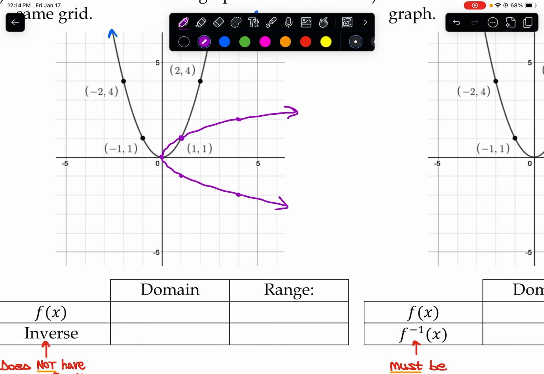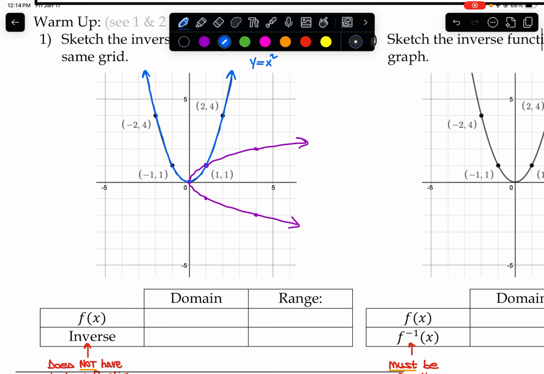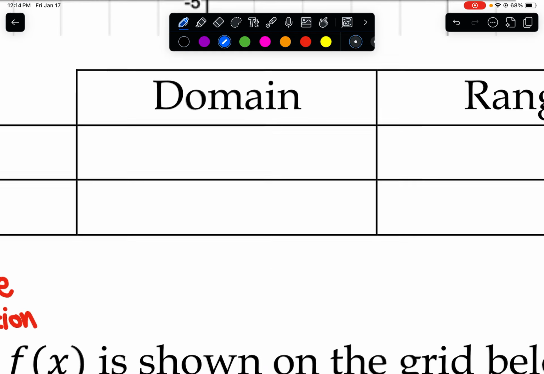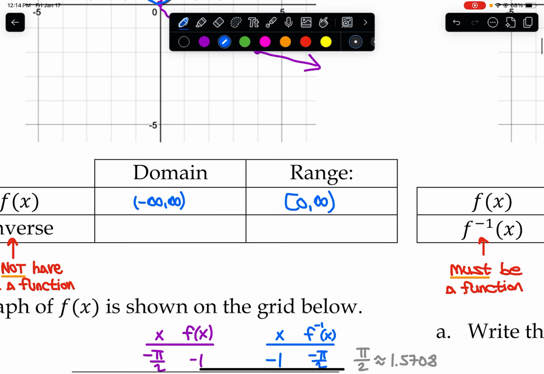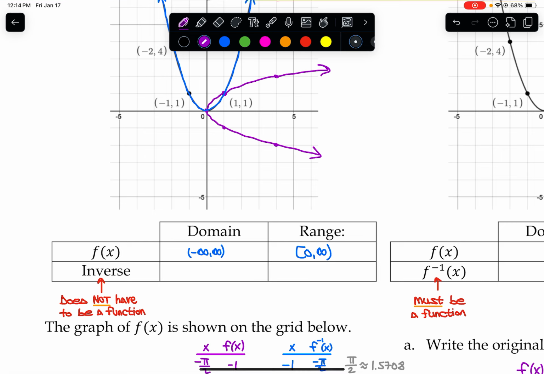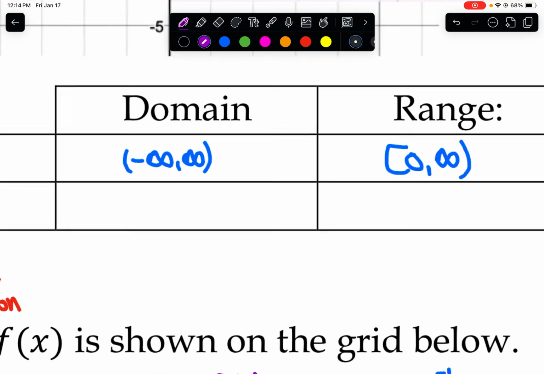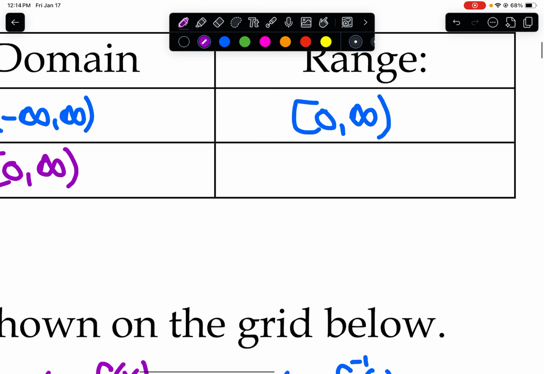So when I take the domain, I'm going to do the original here in blue. The original domain is going to be all real numbers, so from -infinity to +infinity. And then my range is going to go from 0 to infinity. Now for my inverse, the domain and the range are going to flip from the original. So now the domain of my inverse is going to be from 0 to infinity, and then the range is going to be all real numbers.